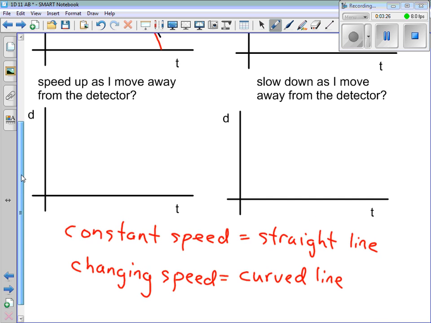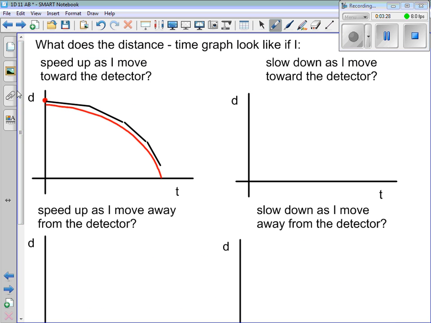Okay, let's try the next one here. What if instead of speeding up as I move toward the detector, I slow down as I move toward the detector? Okay, so we're still starting far away from the detector. And this time, let's start off going really, really fast. So if I start off going fast, my line has to be pretty steep. If I then slow down a little bit, it gets a little bit less steep. If I slow down again, it gets a little bit less steep. And if I slow down again, it gets a little bit less steep.